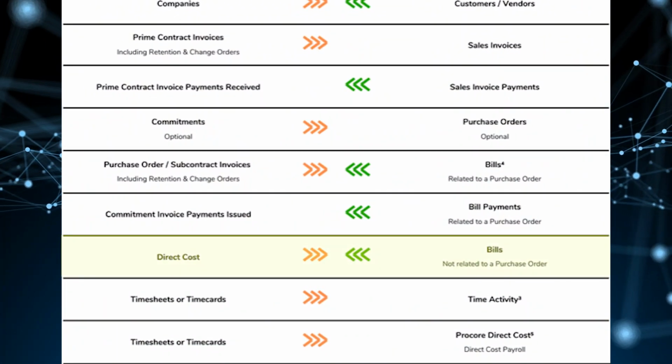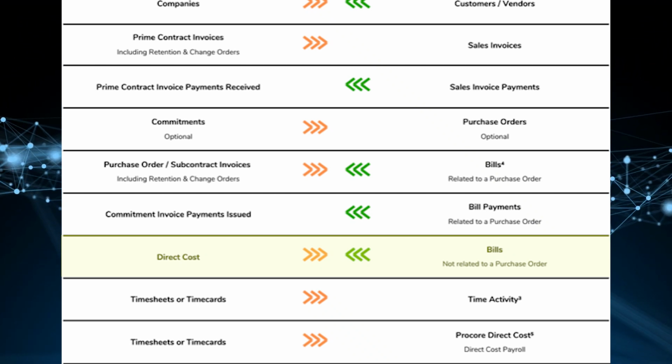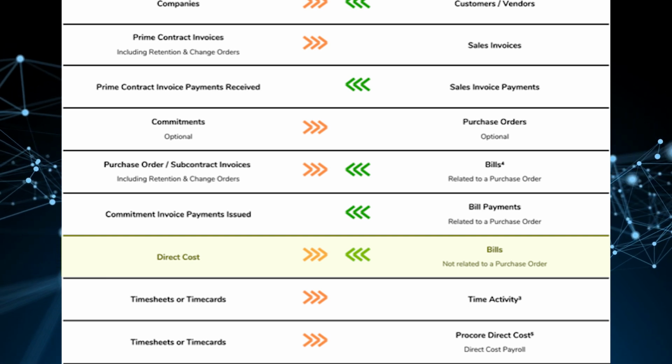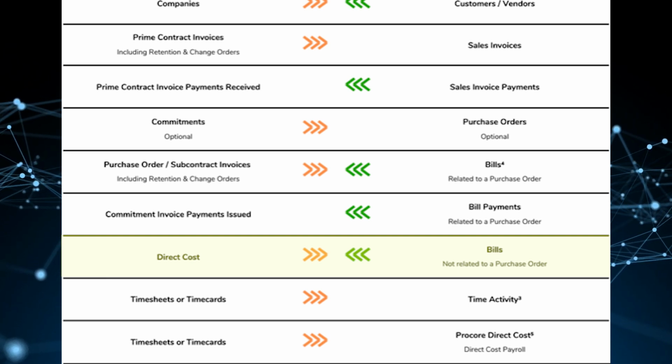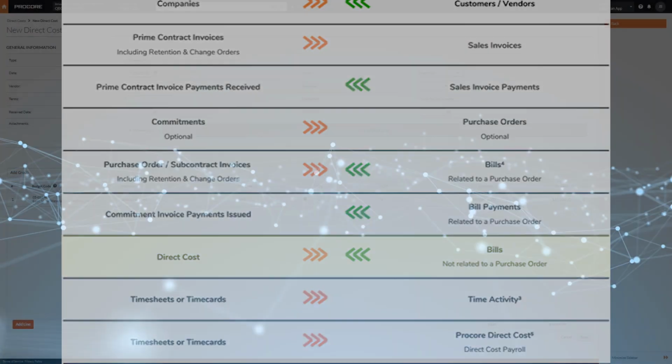Direct costs can sync both ways between Procore and QuickBooks. When we create a new direct cost in Procore, it will sync across to QuickBooks as a bill. Also, when we create a new bill in QuickBooks that has a project selected, it will sync back to Procore as a direct cost. Attachments will also sync between both systems.